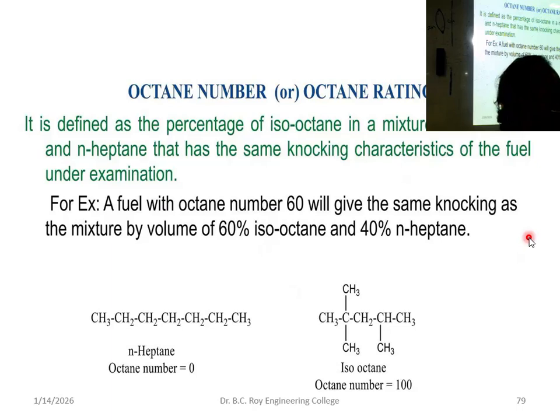You want to get a minimum and maximum. So the minimum is this, and the maximum, the very good one, is this. So 100. This is a very good one. This is a very poor one in terms of this knocking problem. So this one is taken as 0, and this one I am taking as 100.